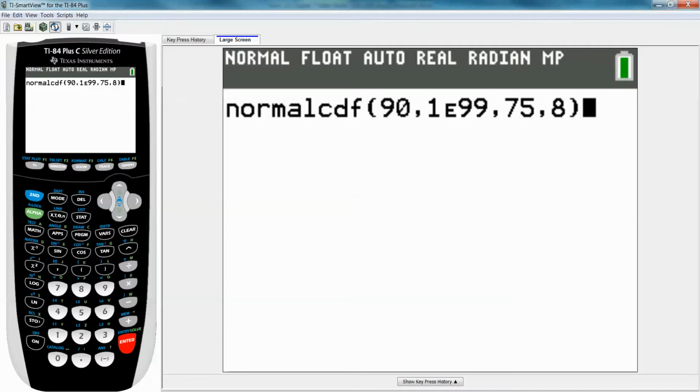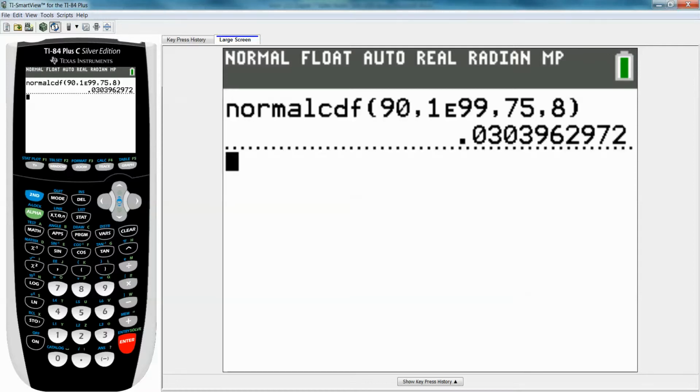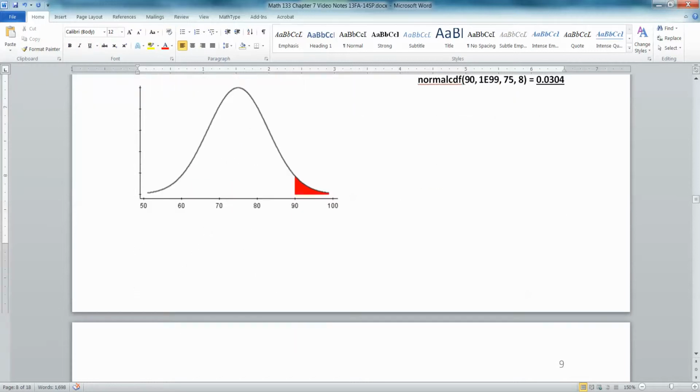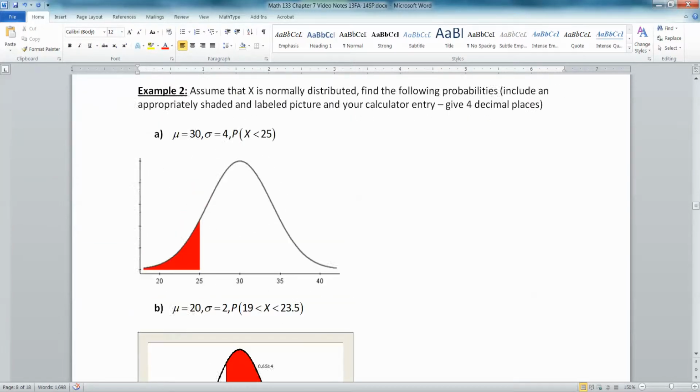And you can see, on old school calculators, this is what you have to type. You literally have to type 90, 1e99, and so on. The new calculators have that menu that kind of sets it up for you. And so it's 0.0304. And there you go. Okay. All right, so everything else is just kind of variations on the theme.